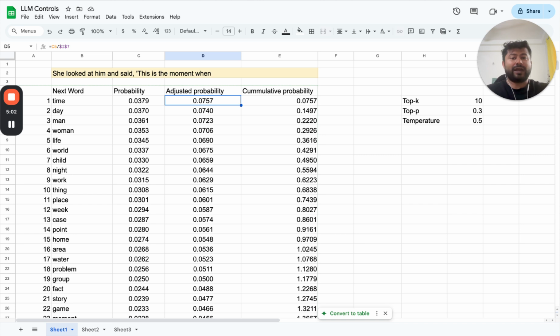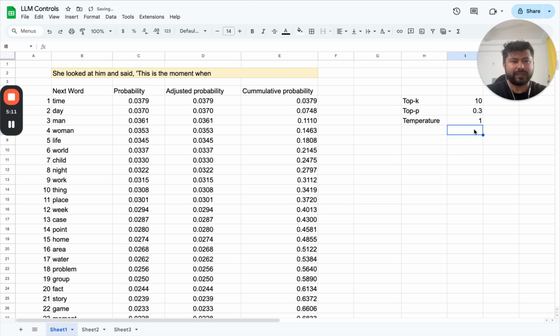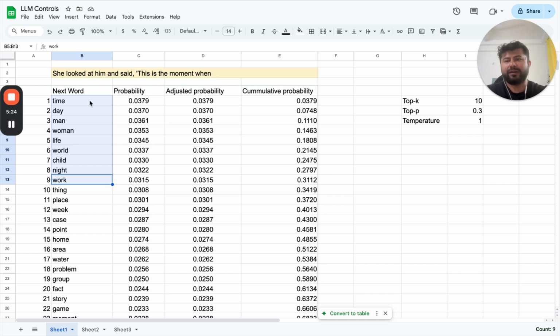Right? So now, how this works. Temperature works in tandem with top P. In the previous example, let's say when temperature is 1 and top P value is 0.3, in this case it's going to pick up all the words till this point. So it's going to randomly pick any of these words and write here.